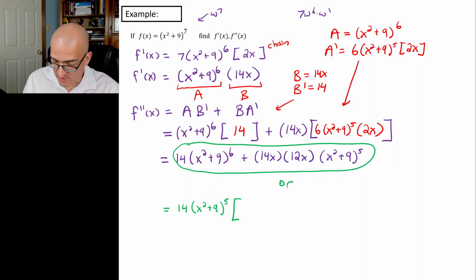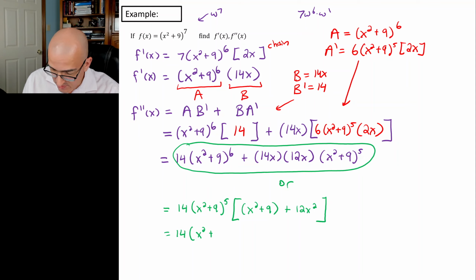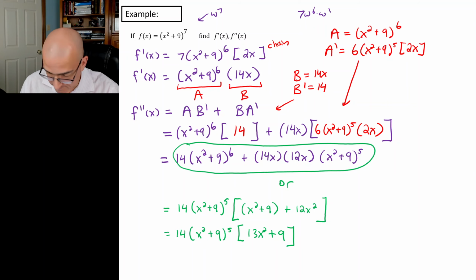And what are they left with? The first term has an x squared plus 9 left. The second term, we took the 14 out. We didn't take the x out. The x will go with the 12x. We get 12x squared. And then they can simplify. 14 times x squared plus 9 to the power 5. And then x squared plus 12x squared, 13x squared plus 9. But I'll say, please do not do this.